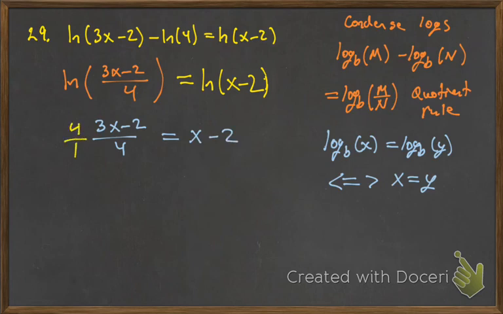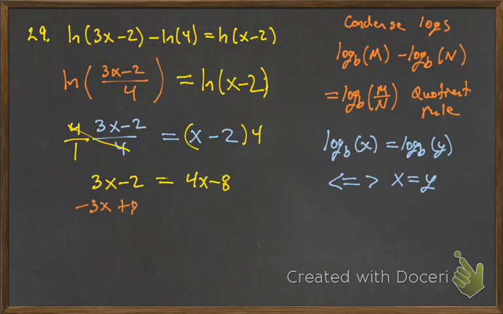That's what pops out. We'll go ahead and clear the fraction here. We'll multiply both sides by 4. 4x minus 8. And then we'll go ahead and set one side. Well, we're going to isolate the variable.